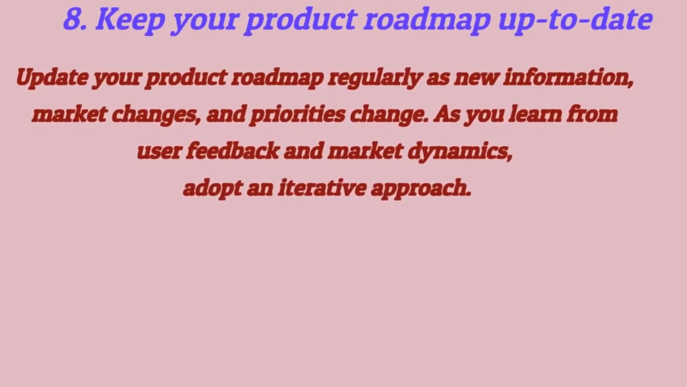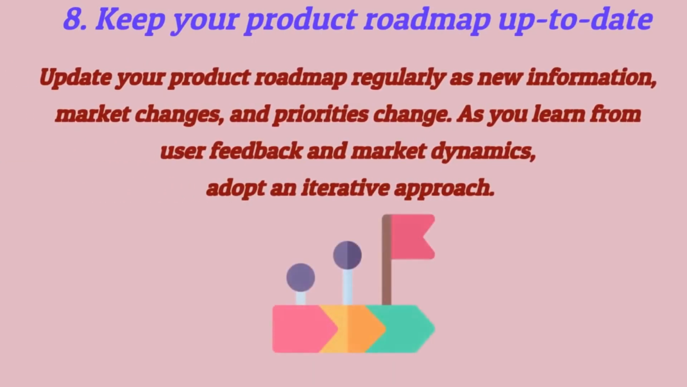Step 8. Keep your product roadmap up to date. Update your product roadmap as new information comes in, markets change, and priorities change. As you learn from user feedback and market dynamics, adopt an iterative approach that allows for flexibility and adjustment. Participate in stakeholder engagement to collect feedback and incorporate it into your product roadmap development.